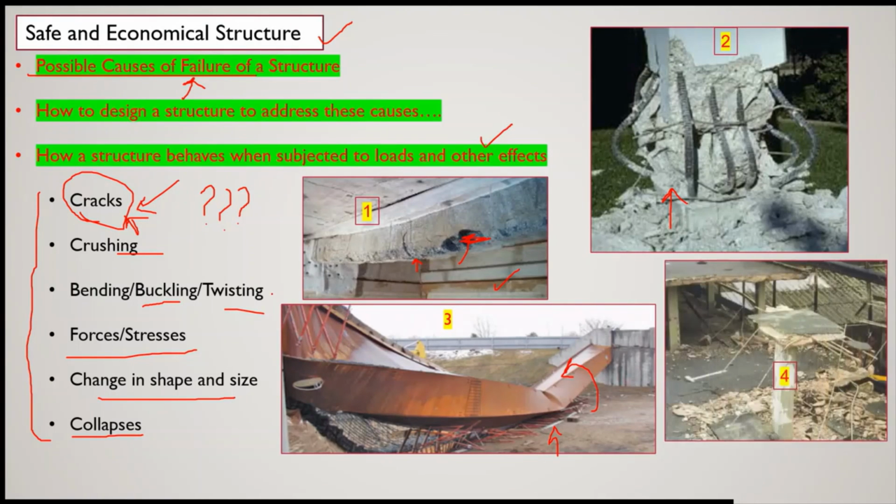Now here, if you see this fourth figure, this was actually a slab and a column, and you can find that this column is getting punched out of the slab. So this type of failure is known as punching.